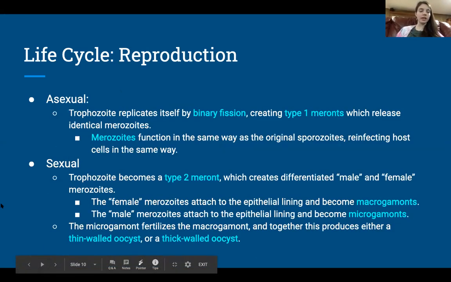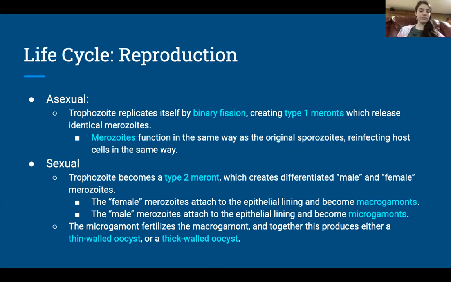And then they have 2 methods of reproduction. The first is asexual reproduction, where the trophozoite replicates by binary fission, and it creates type 1 meronts, which release merozoites, which are basically the same as sporozoites, where they infect the host that way. They attach to the epithelial lining.